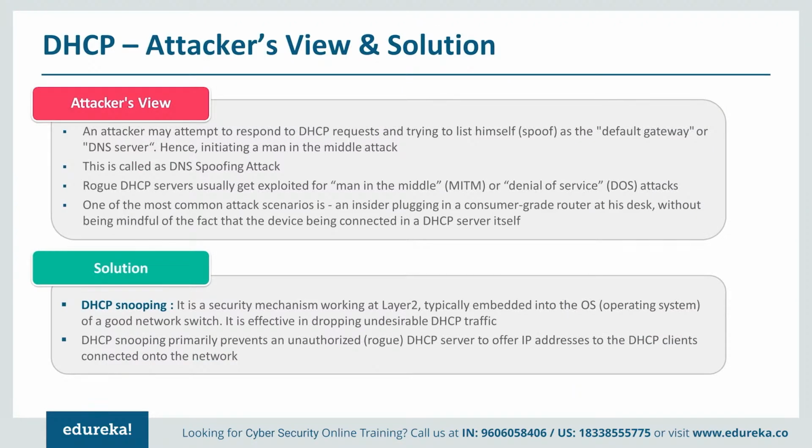So from a DHCP point of view, let's look at what an attacker does. The attacker also spoofs into the network. Once he gets access to the default gateway, he can obviously spoof any traffic coming in and going forward. He can carry out a man in the middle attack or a denial of service.